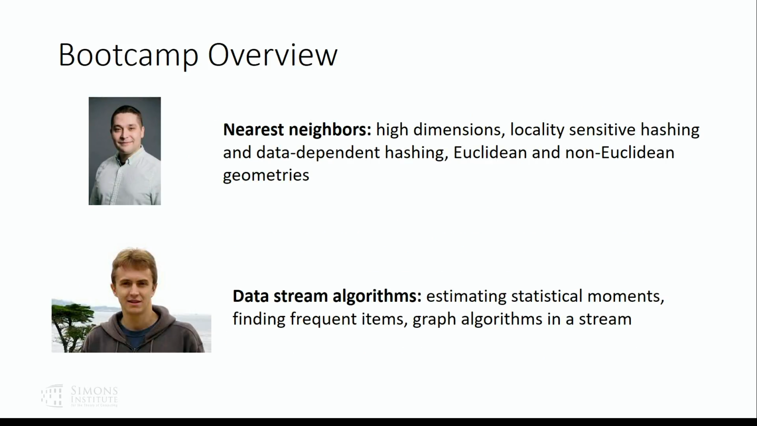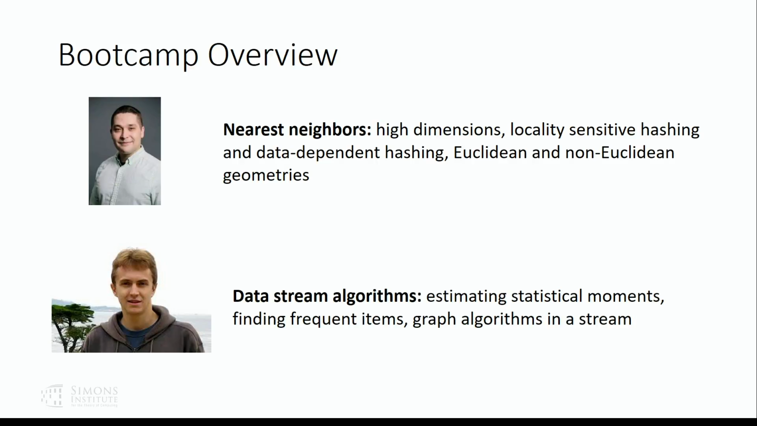Finally, on the last day, we'll have two more tutorials, one by Ilya Razenshteyn from Microsoft Research. He'll talk about nearest neighbors, with a lot of recent exciting developments in high dimensions. He'll first give an overview of locality-sensitive hashing, or LSH, and then move on to some of the provably better algorithms based on data-dependent hashing. That'll be the first part of his talk. In the second part, he'll talk about very recent exciting work on extending this to non-Euclidean geometries.